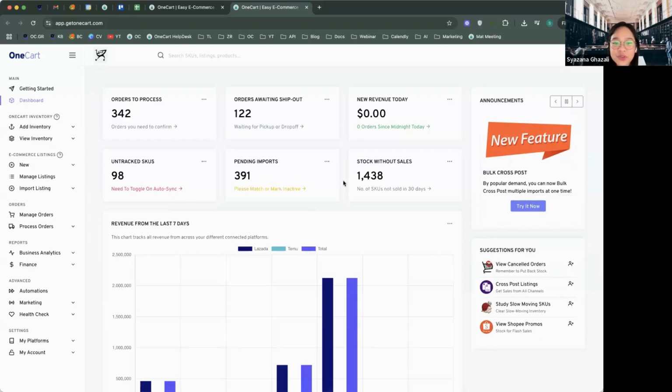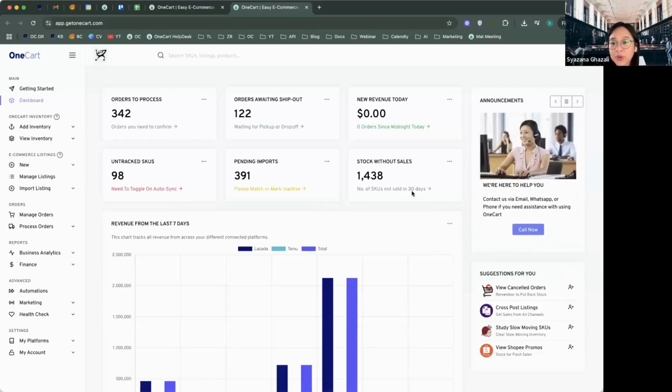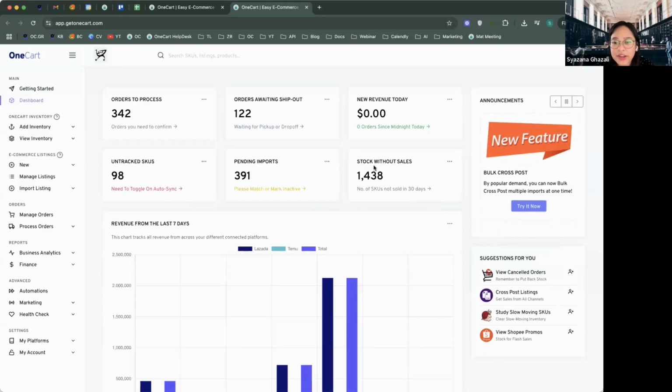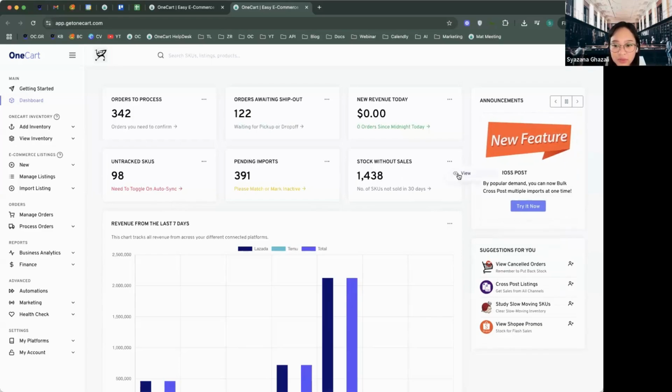Okay, just looking at these three, I definitely want to bring your attention to the stock without sale. That's what we are concerned about, the stocks that are moving slow, the slow moving stocks, right? So you can just click on it. You can click on view.